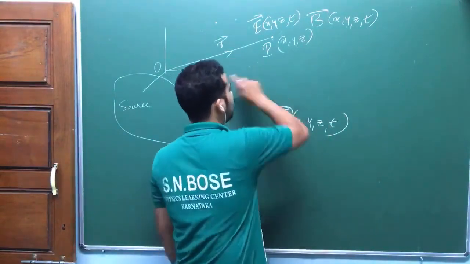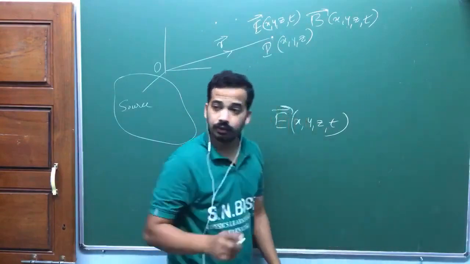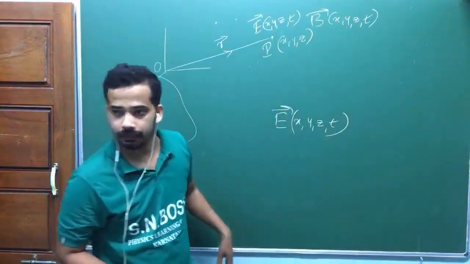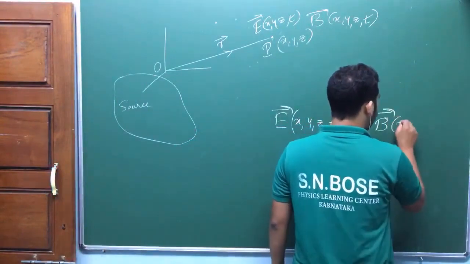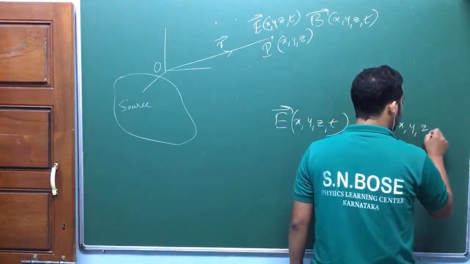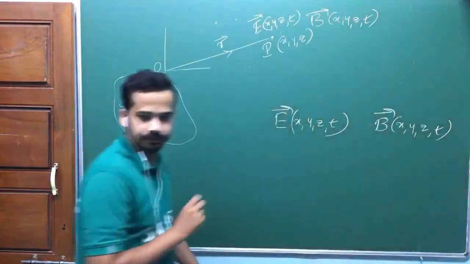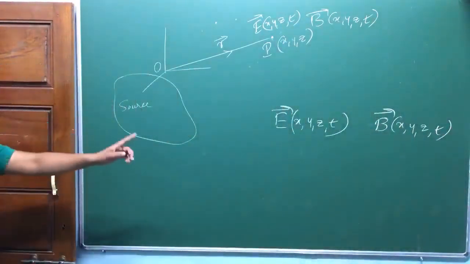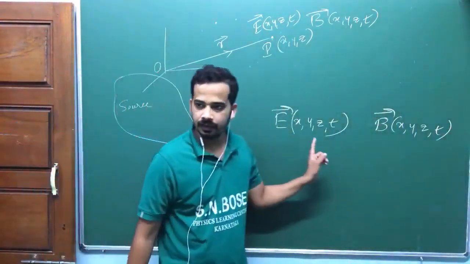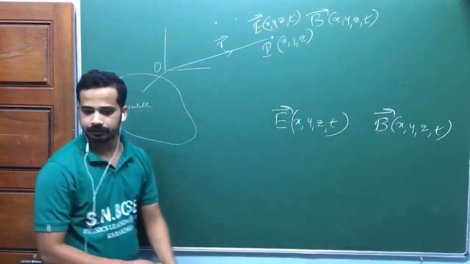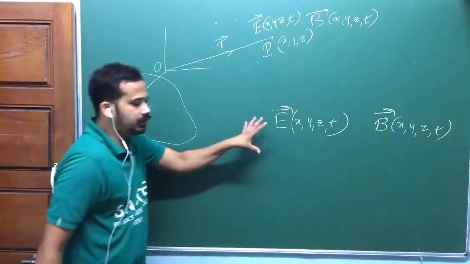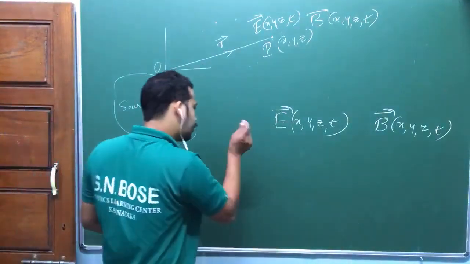Each and every point in space is associated with two possible vectors. One is the electric field, the other one is the magnetic field. It may be a function of x, y, z as well as time. We call them vector fields. These x, y, z are variables, time is also a variable. Now what do we mean by this vector field? We shall see it closely, mathematically.